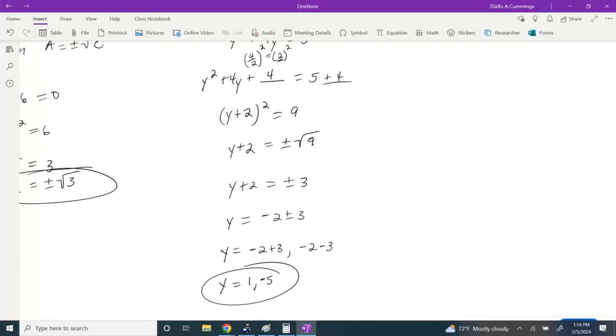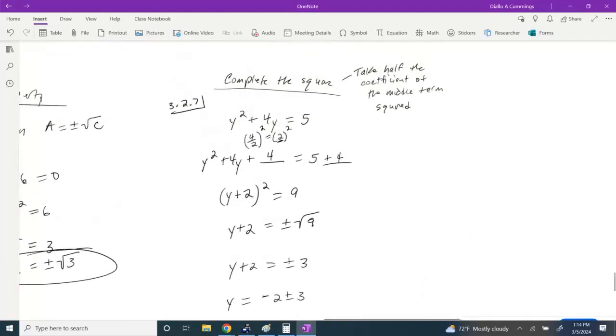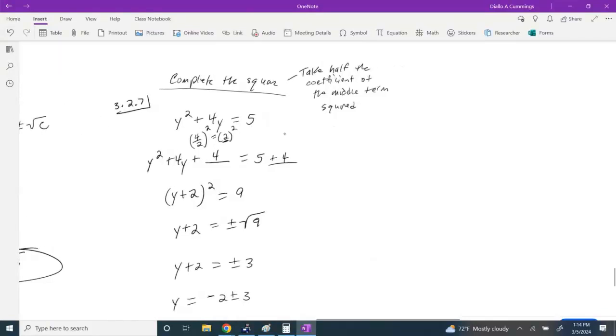Now, as I kind of alluded to earlier, even though the directions may tell you to do it one way, you could actually factor this, if you were to put it in standard form, make it equal to 0. So here's another method. Right, y squared plus 4y minus 5 equal to 0.